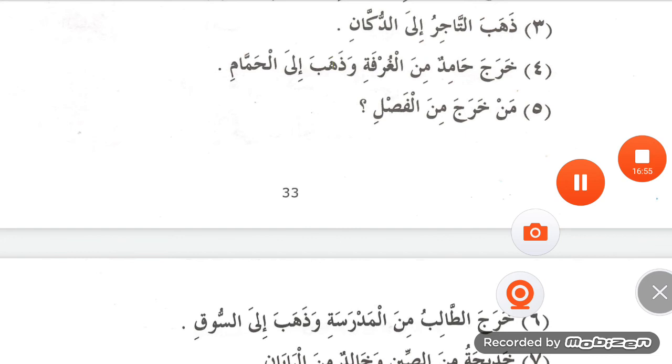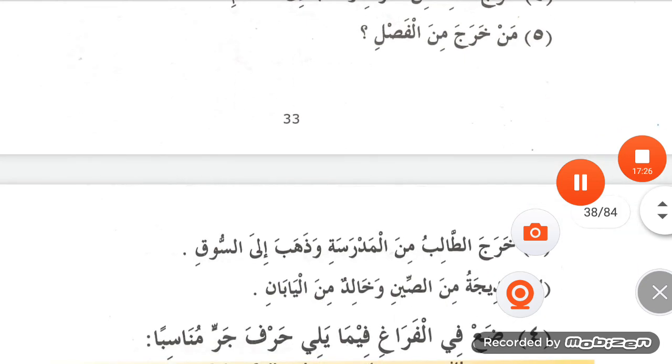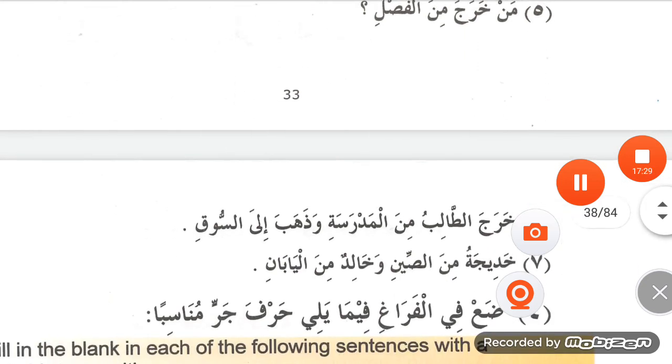Any sentence that begins with a verb, fi'l, is known to be al-jumlatul fi'liyah, a verbal sentence. This sentence has begun with a verb, fi'l. Dhahaba is a fi'l. Hence, this sentence we will say is a jumla fi'liyah, al-jumlatul fi'liyah. Okay, kharaja Hamidun. Hamid left min al-ghurfati, from the room. Wa dhahaba ila al-hammami, and he went to the bathroom. Man kharaja min al-fasli, who left from the classroom.